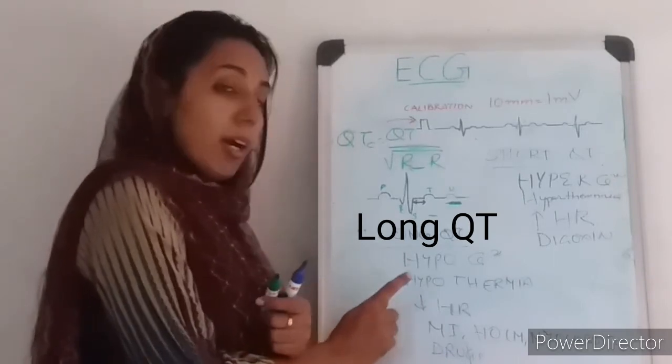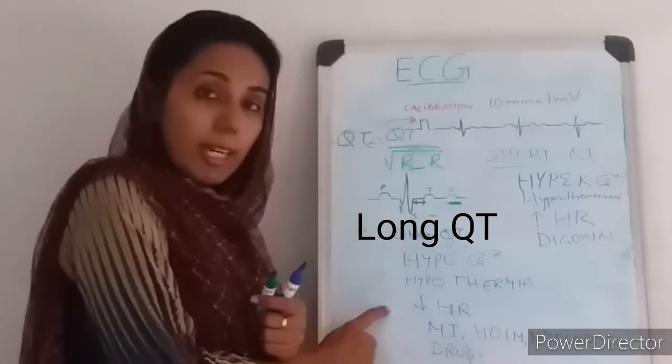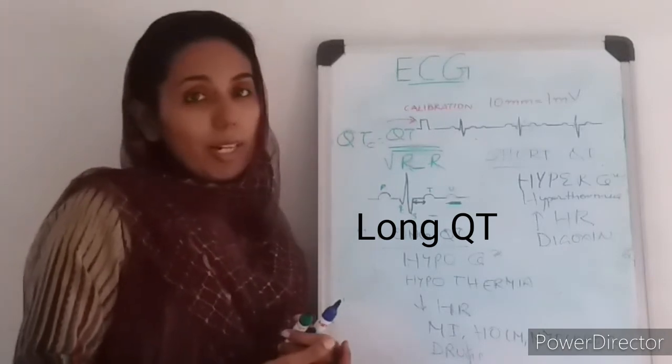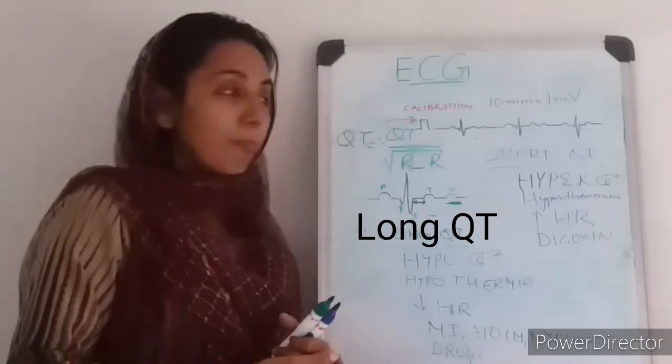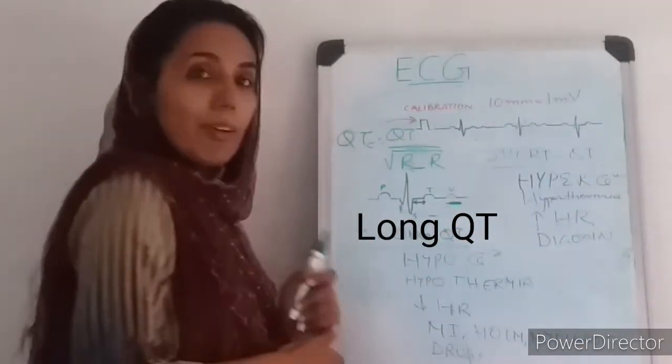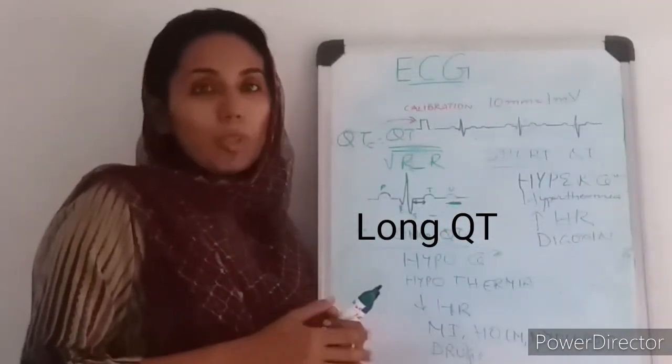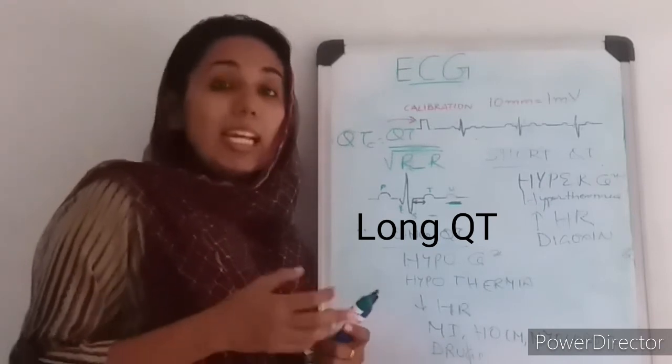Hypocalcemia, hypothermia, bradycardia, MI, myocarditis, HOCM, certain drugs like flecainide, procainamide, etc. So this is in short about our QT, long QT, short QT, etc. Please keep making notes and keep revising.